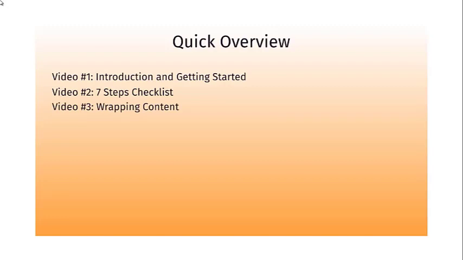Video number 3 is wrapping content. Essentially, that means the content that surrounds the image, on the top, before and after it. That content is crucial, and it really needs to describe the image in a better light so that you attract the right person, and so that Google knows exactly what that image is about. Video number 4, we're going to talk about file format and why that is important. Video number 5, we'll talk about image size.